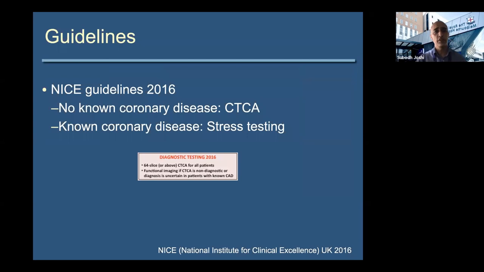That's reflected very much in the UK guidelines. So the NICE guidelines published in 2016 just said it straight up: if you've got no known coronary artery disease, then your preferred choice is CT. If you've got known coronary disease, then some sort of functional testing is the way to go. So they made it very simple.